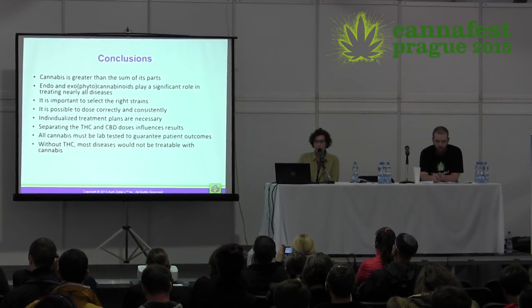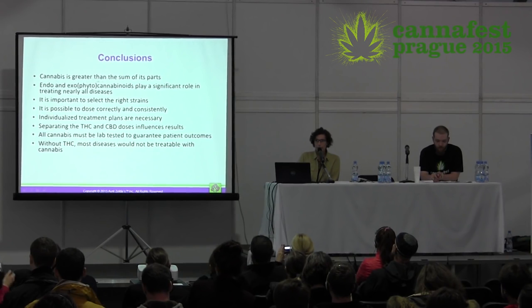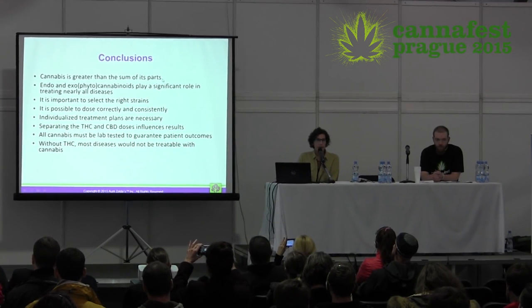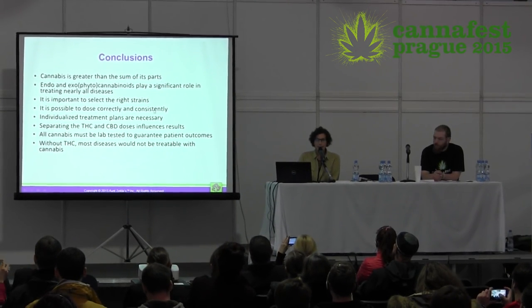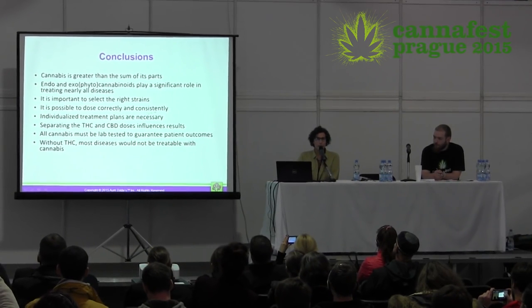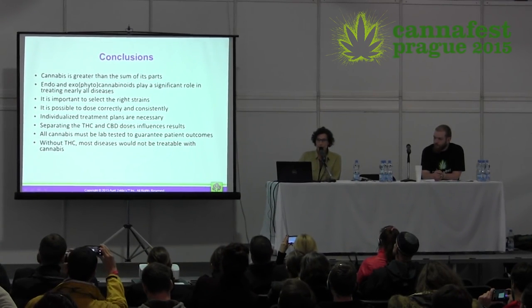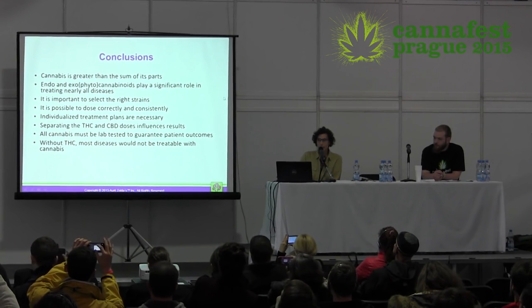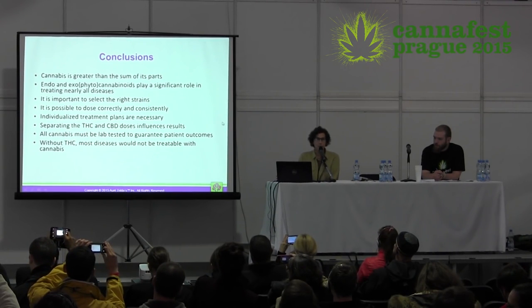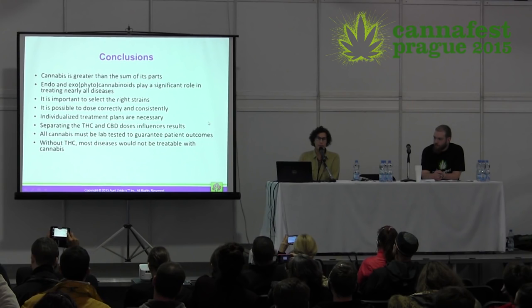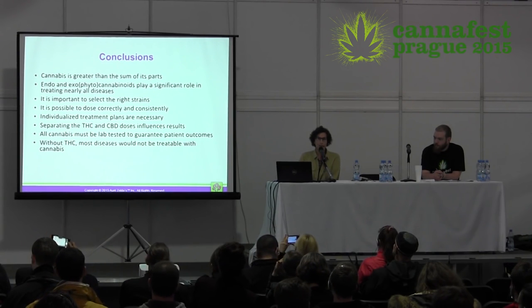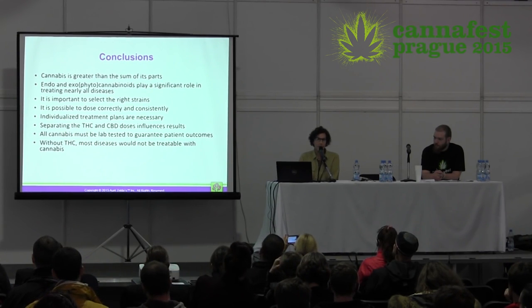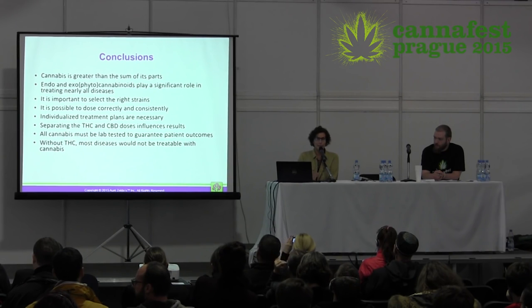So what I'd like to say here is that, in conclusion, cannabis is greater than the sum of its parts. Isolates are not the same. If you don't have the entourage effect, you do not get the full benefit of cannabis. The endo and exo, or phytocannabinoids, play a significant role in treating almost all diseases. If there is disease in the body, there is a lack of balance in the body. If there's a lack of balance, there's not homeostasis. The endocannabinoid system is designed to achieve homeostasis.